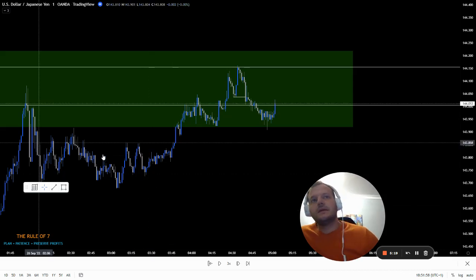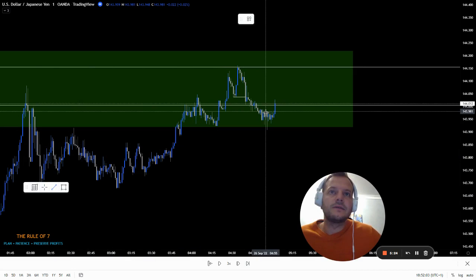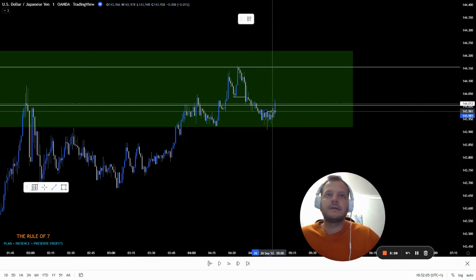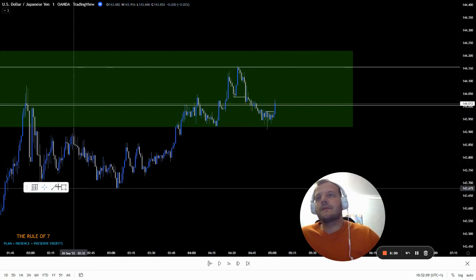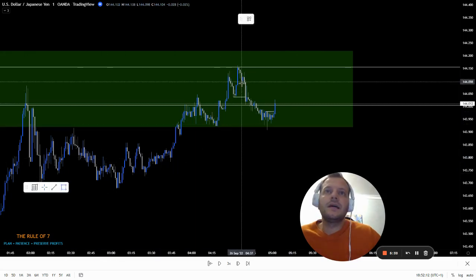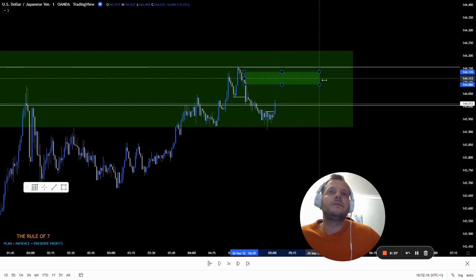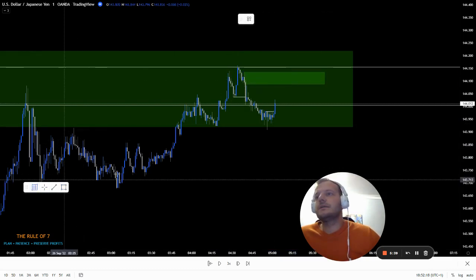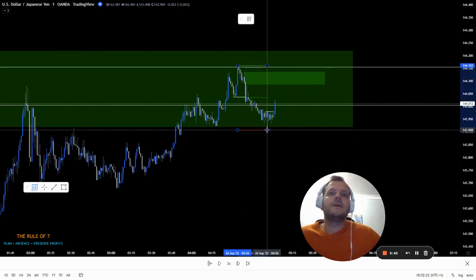Right. Now you know it's having a pullback. And you know that because the last down candle, which was this one, has been taken out. That is a pullback. So this area here is an order block. But what I did personally, I jumped in at the 50% mark.